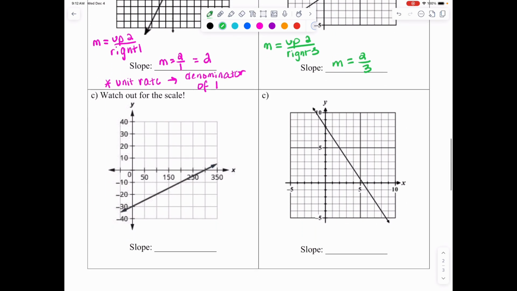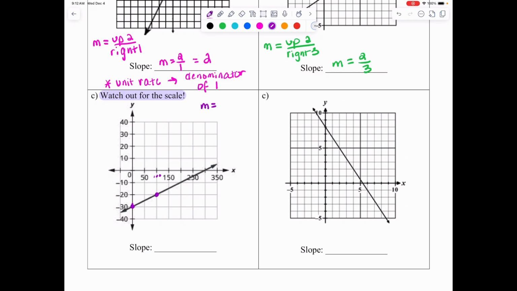Now, sometimes the scale's not going to be going by ones. So we want to pay attention to that. So I'm going to highlight, watch out for scale. We are still going to follow the same process. I'm going to plot the point (0, -30). And then I'm going to plot this point, which is actually at (100, -20). And we are going to find this slope.